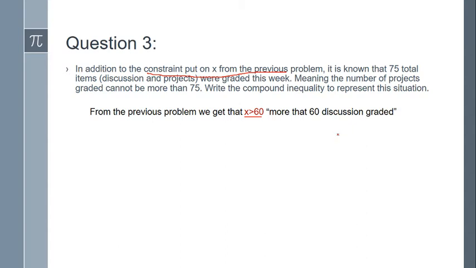We have two pieces of information. The first one I have listed here. From the previous problem, we get that x is greater than 60. We were referring to discussions in the previous problem, so it's really saying the number of discussions graded was more than 60. I'm going to write that. Now from this problem, we get that the total number of items graded is less than or equal to 75.